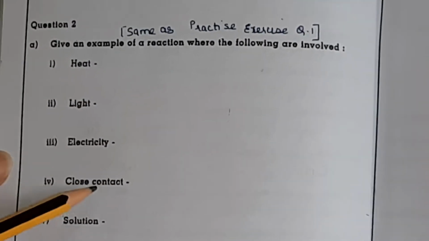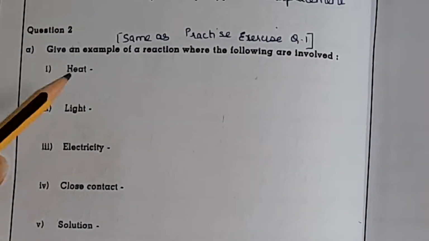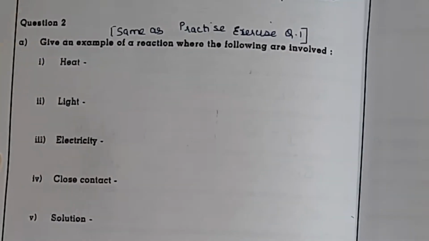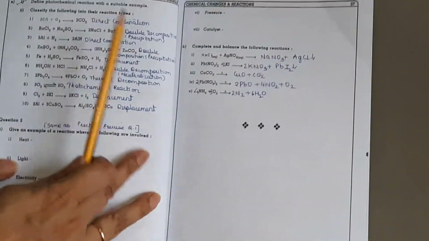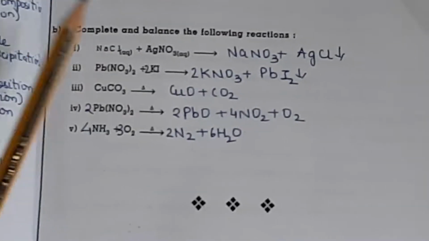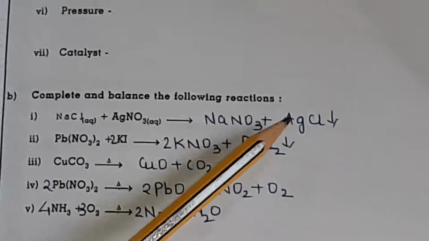Heat, light, electricity, contact, solution, pressure, catalyst. We have done this in the practice exercise. So you can write refer notes. Yes. And the last question now, complete and balance the following reactions. Okay, so NaCl plus AgNO3 will give you NaNO3 plus AgCl, downward arrow, curdy white precipitate.